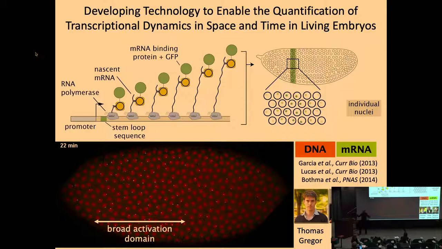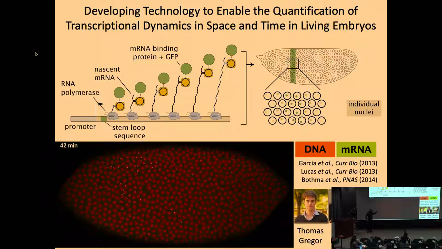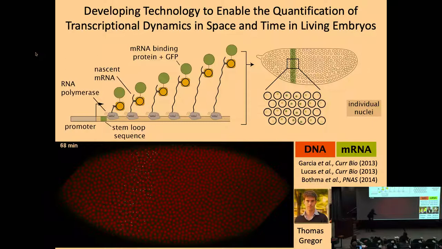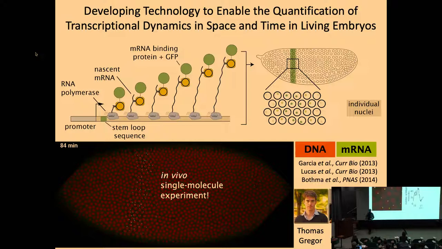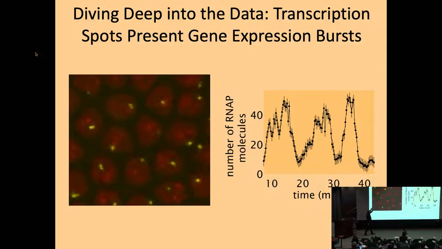So this is the first time anybody can look at transcriptional dynamics in a living multicellular organism in single cells at the single gene level. And not only that, well, now you're gonna see the stripe, but one of the cool features about this experiment is that you're staring at an in vivo single molecule experiment, because each one of these dots reports on the decisions made by an individual DNA molecule in a multicellular organism. And that means that then all we have to do is zoom in and measure the number of polymerase molecules as a function of time in an individual spot. And what that reveals is these punctuated dynamics, which are these so-called transcriptional bursts.